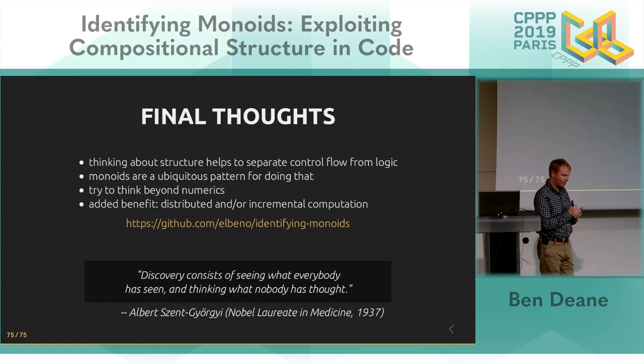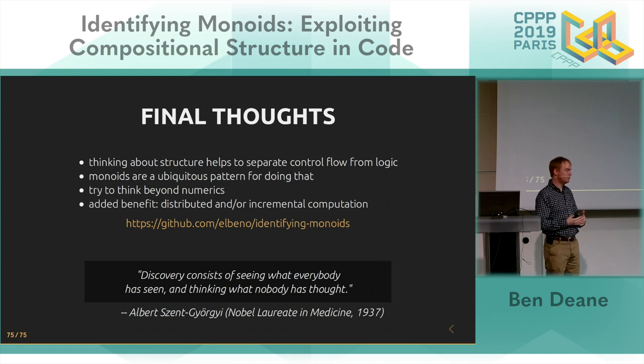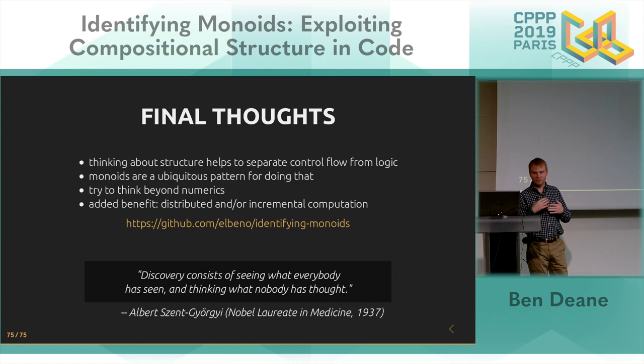So I hope that having seen examples, and hopefully not just toy examples, but semi-real world examples, this has now got you thinking about your own code. Maybe there are some monoids lurking. I'm sure there are monoids lurking there. Maybe you can take advantage of them. Because when you recognize them, it helps you to think about separating control flow from logic, and you get the benefits that I've described. Thank you very much.